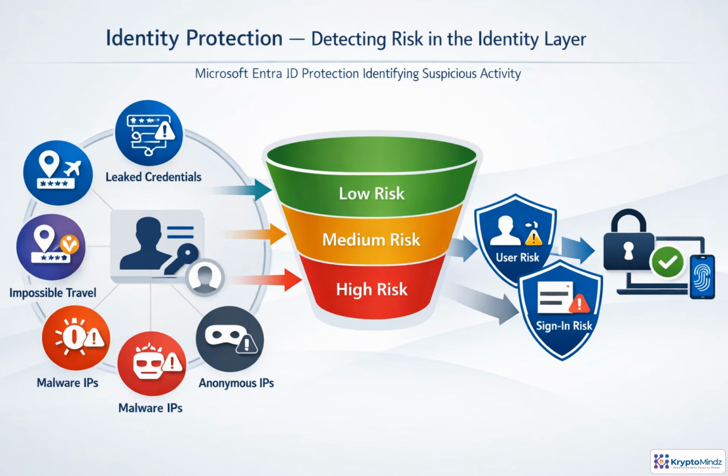Identity protection starts with a simple principle. Not every sign-in deserves the same level of trust. Microsoft Entra ID protection continuously evaluates signals like leaked credentials, impossible travel, unfamiliar sign-in patterns, malware-linked IP addresses, and anonymous networks. Those detections feed risk calculations for both the user and the individual sign-in. Risk is typically classified as low, medium, or high. From there, access can become adaptive: allow normal activity, require stronger verification, force a password reset, or block access when the identity appears compromised.